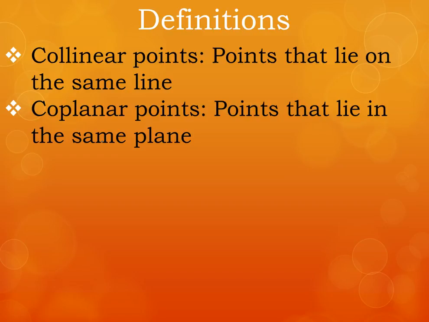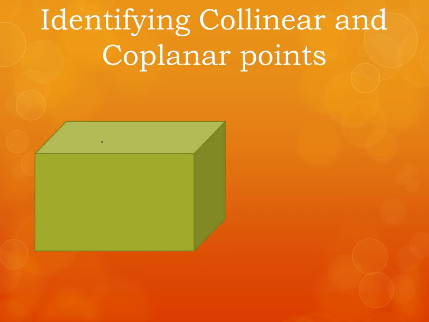In particular, collinear points. These are points that lie on the same line, whereas coplanar points are points that lie on the same plane. You should be able to figure that out based off how the definition starts off. Collinear, coplanar, hints exactly what is going on with these particular points. So now we're going to identify certain collinear and coplanar points based off our box diagram right here.